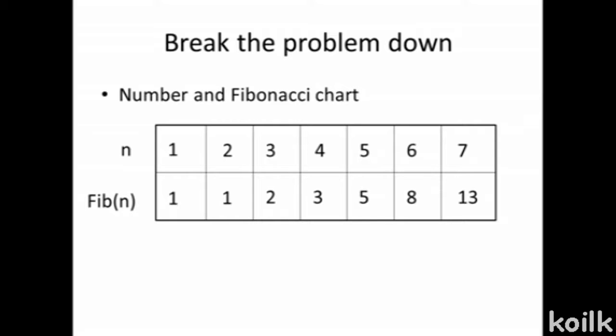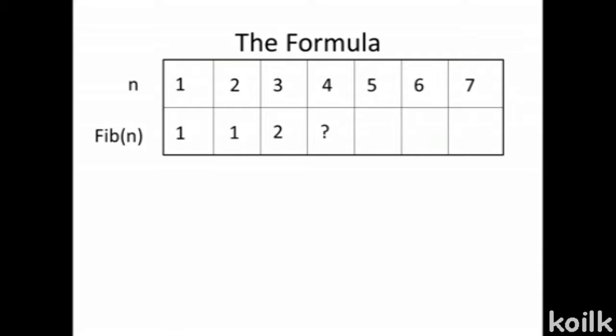But there are two base cases. If the number entered in is 1, the Fibonacci number is 1. And if the number entered in is 2, the Fibonacci number is 1. But let's just say we enter in 3. If we enter in 3, we have to add the previous two Fibonacci numbers together in order to get that current Fibonacci number. So, next thing I had to do was create a formula.